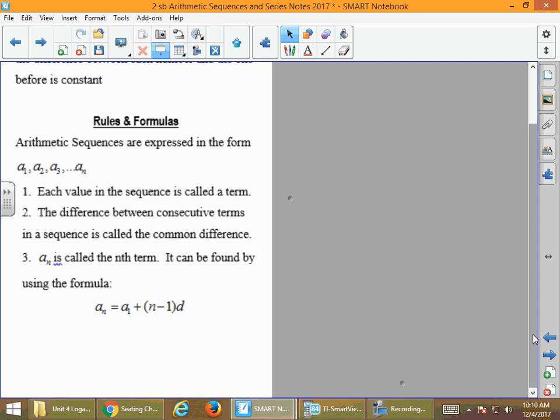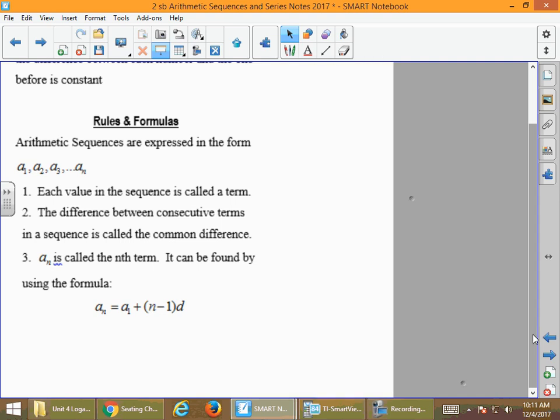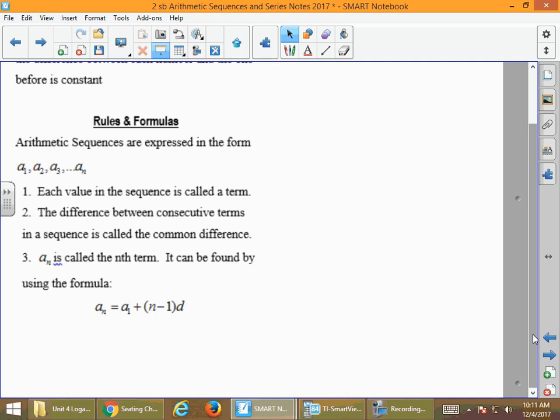We have a common difference. A sub n is the nth term, and we can find it by using this formula here. A sub n equals a sub 1 plus n minus 1 times d. That formula will be provided to you on a quiz and or test. But let's look at an example of what we were talking about on Friday.